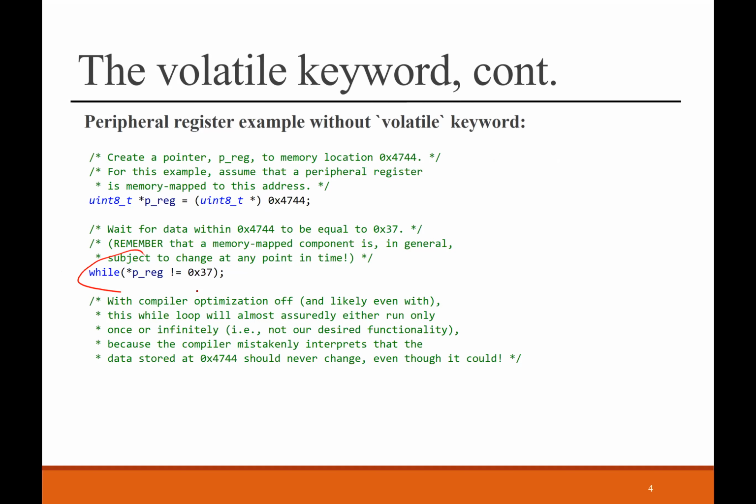Okay, so we might think this is going to work fine. It's a really easy thing. We have an address 4744. Is it not equal to 37? But the compiler is going to say, the data at location 4744, if you don't tell it to change, it's always going to have the same value. So I'm going to take that to mean never get out of that loop. And so let me show you the assembly language that will be generated for this declaration and this while.